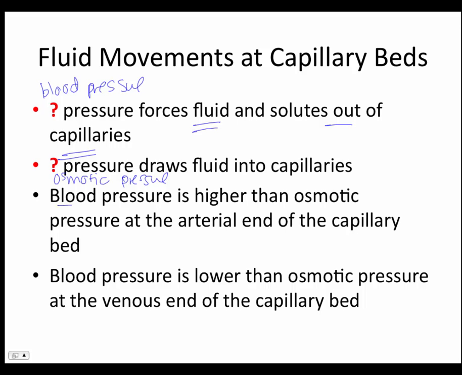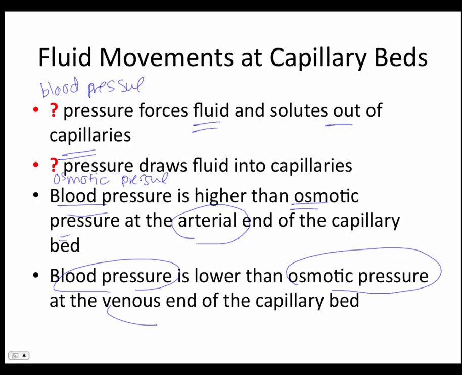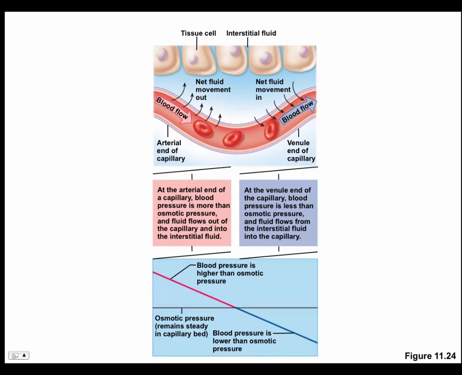Okay, so we're going to have higher blood pressure than osmotic pressure at our arterial end. And we're going to have a lower blood pressure but higher osmotic pressure at our venous end, and that's going to allow the return of those waste and carbon dioxide back into our systemic flow. And so let's look at this. Here are normal levels of osmotic pressure. This is what's found in our capillary bed.